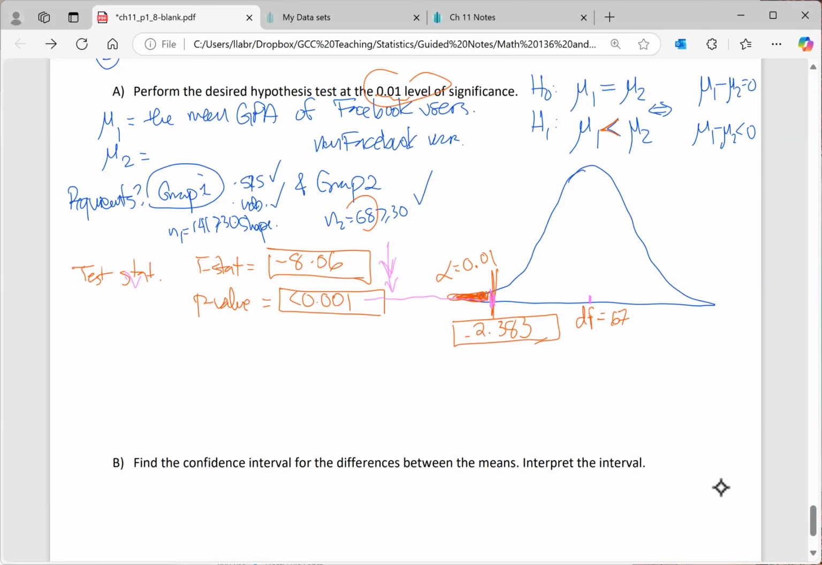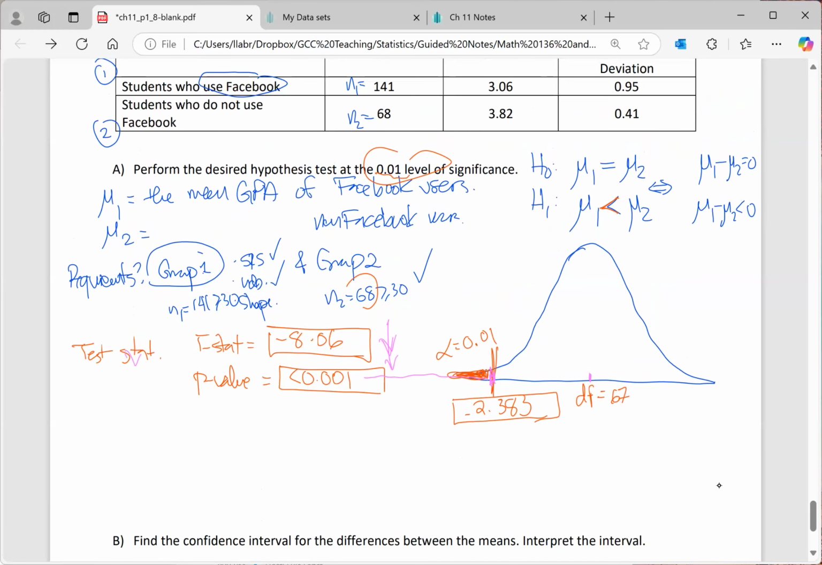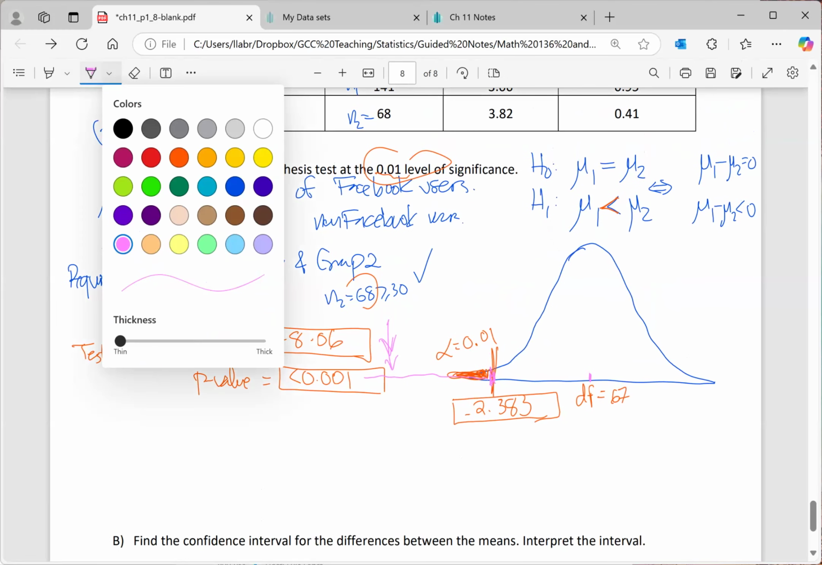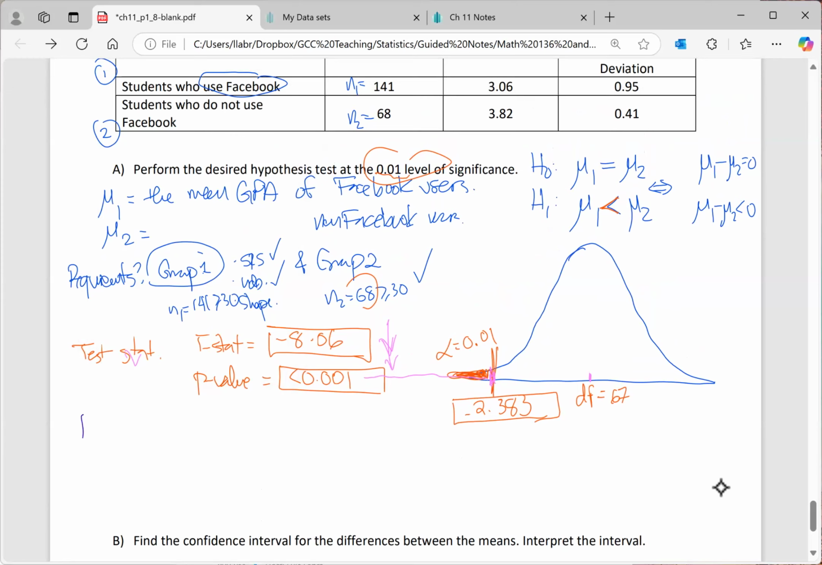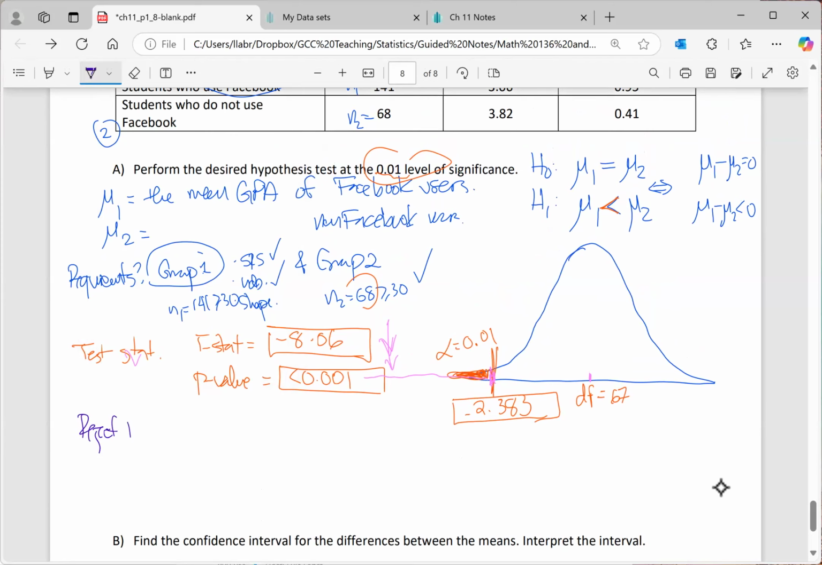The p-value also is very, very small. So this would be a significant sample, even at the 0.001 level of significance. So this is extremely convincing evidence that our alternative is correct. So we're going to go ahead and reject the null. And you can go ahead and interpret this.